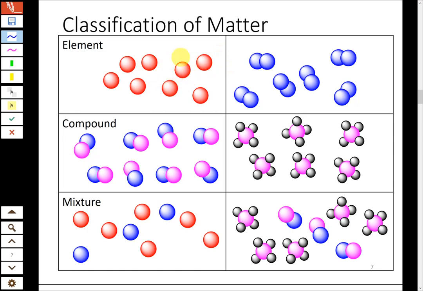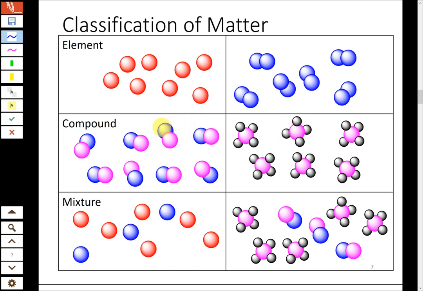So they can be either individual atoms floating around, or as we'll learn, some elements exist as molecules, but those molecules have two or more of the same atom bonded to each other. So it's still classified as an element because it only has one type of atom, even though two of them are joined together. Whereas in a compound, you have two or more different elements chemically joined together. So at the microscopic level, you would see two or more different atoms, but they are again joined together into what are called molecules, and those molecules exist with a strong bond between the two. And you can have different ratios.